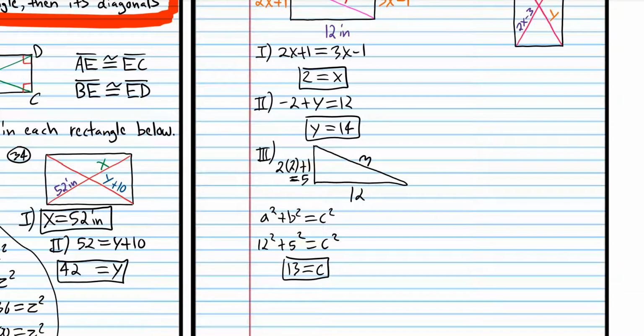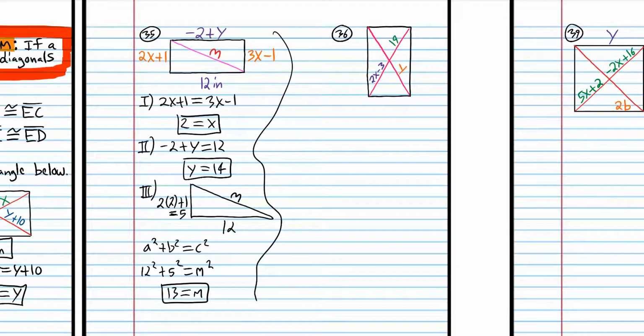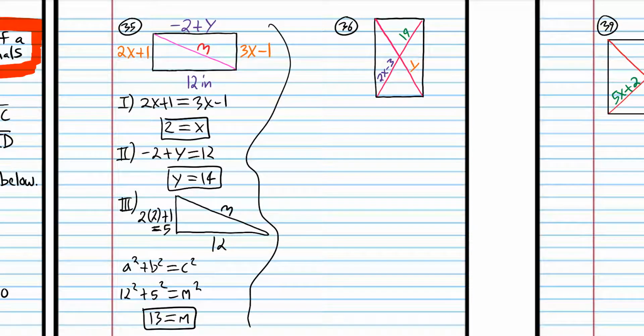Whoops. I got to plug in m there. Sorry about that. So m is 13. So if you got those answers, good job. So you should have a equals m. I changed the variable there. Sorry about that. All right, so diagonals bisect, and diagonals are congruent. Try 36. When you come back, we'll do it together.